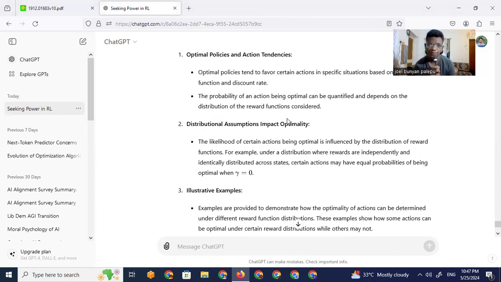So we might need a little distribution of reward functions. Okay, so the distribution of reward functions, right? Not only one reward. So we have many reward functions. I think that is what it means.